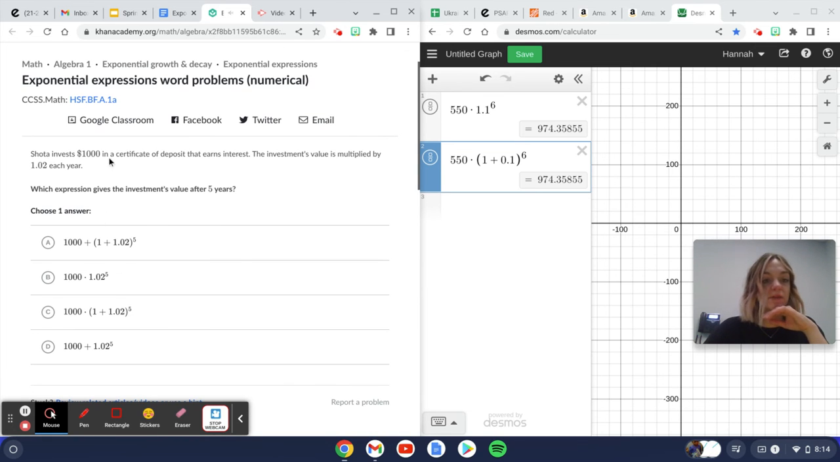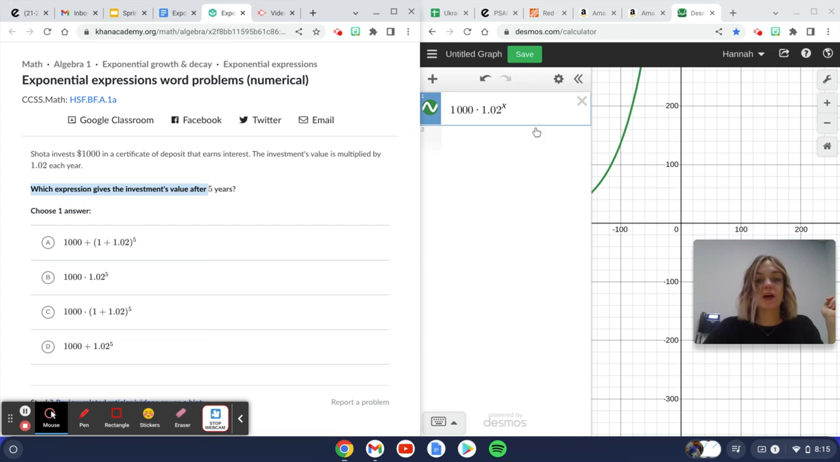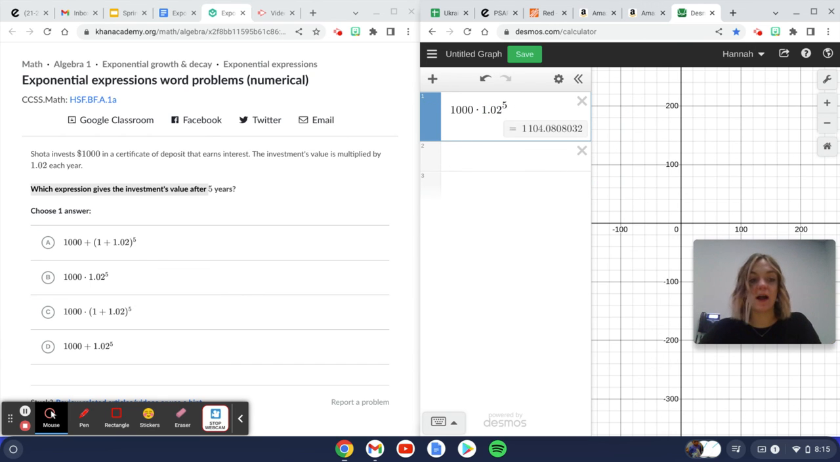This says Shada invests $1,000 in a certificate of deposit that earns interest. The investment's value is multiplied by 1.02 each year. So we're starting with 1,000. We're multiplying by 1.02 to get our exponential function. Which expression gives the investment's value after 5 years? So what that means is we're going to have this multiplied 5 times. So ultimately this x is going to be a 5.